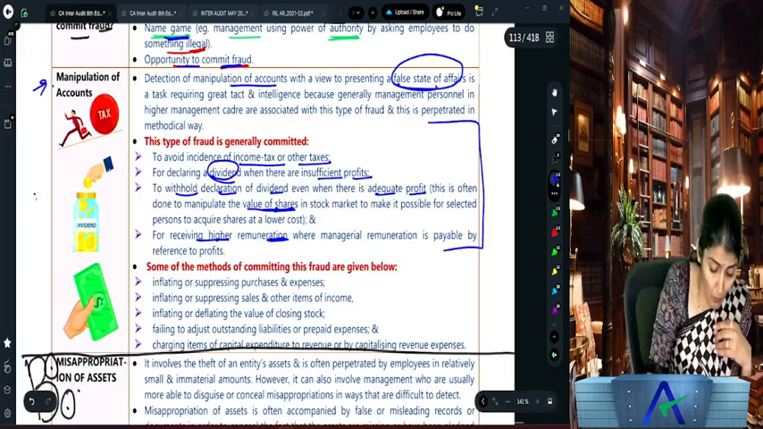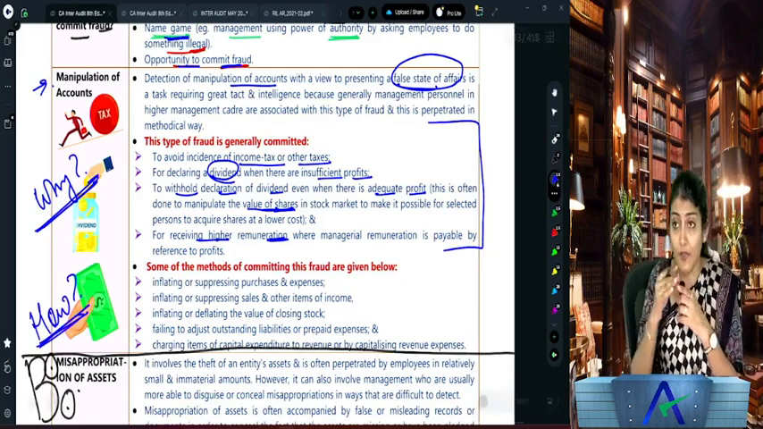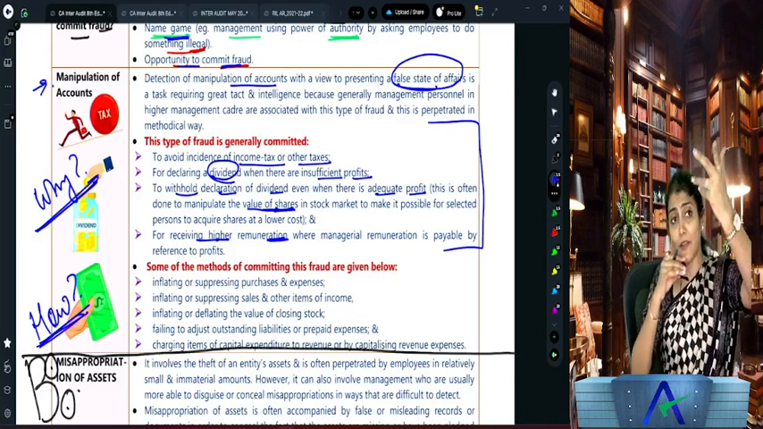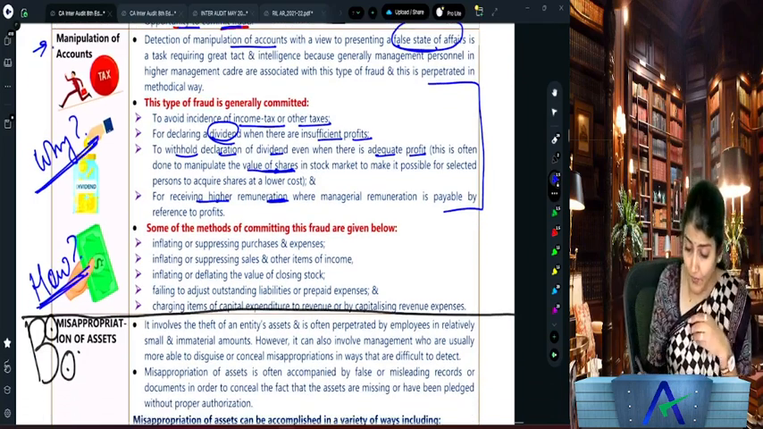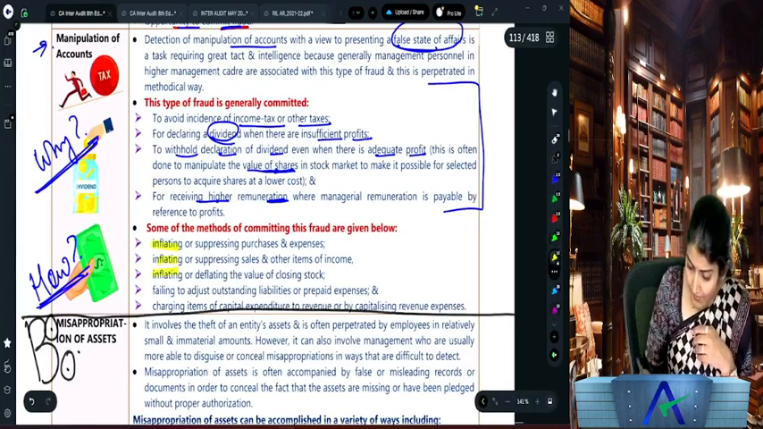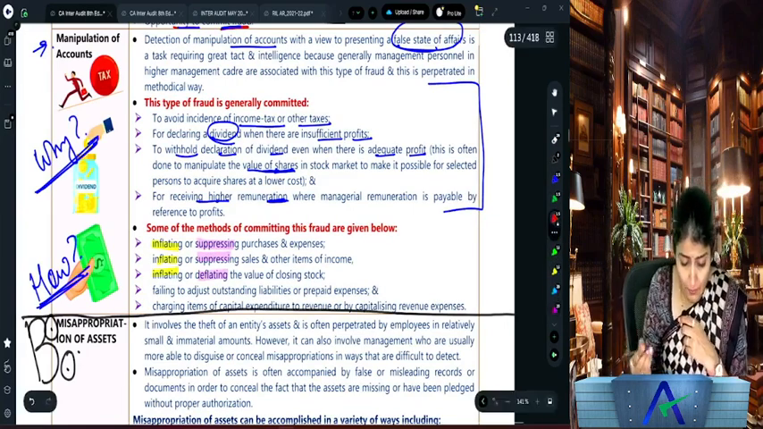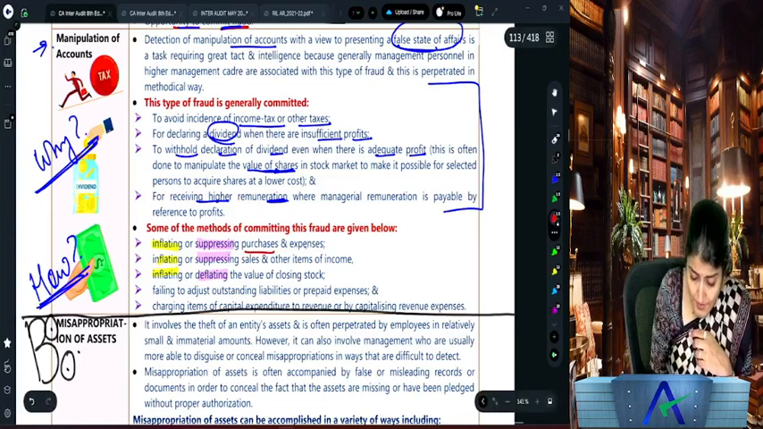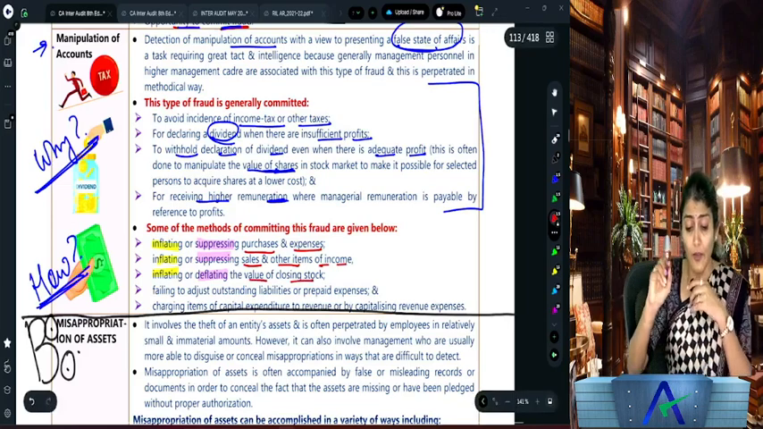And then next, the second question is how would the company manipulate the accounts? Either you can show better or you can show worse. How can you manipulate the accounts of the company? Either by inflating or by suppressing, right? Inflating or suppressing what? The purchases and the expenses. Inflating or suppressing the sales and other items of income. Inflating or deflating the value of the closing stock.